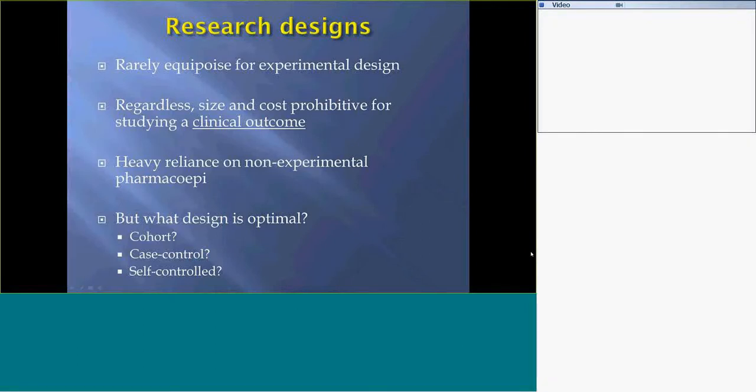But what design is really optimal to use to study drug-drug interactions? Should we always be using a cohort study or case-control study? Should we consider some of the more nuanced designs that are self-controlled designs, that are case-only flavors? And I'll talk about these very briefly.